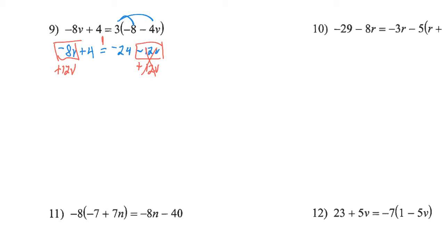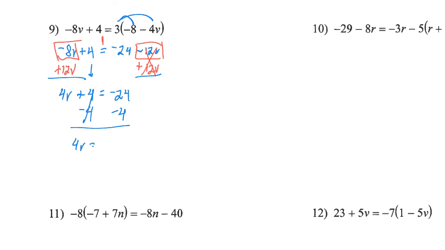So negative 8v plus 12v is going to leave me with 4v. And I'm going to drop everything else down. Equals negative 24. Those 12v's canceled, so there's nothing left over here. Now it looks a lot like the ones that you saw in the previous example. So I want to move that 4 to the other side. So I'm going to subtract 4 on both sides. It's going to cancel those 4's.